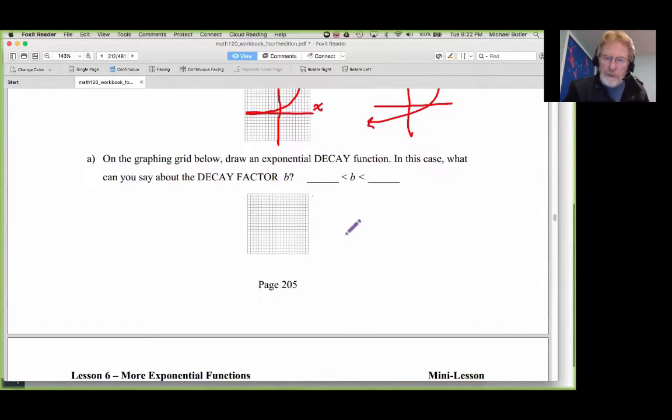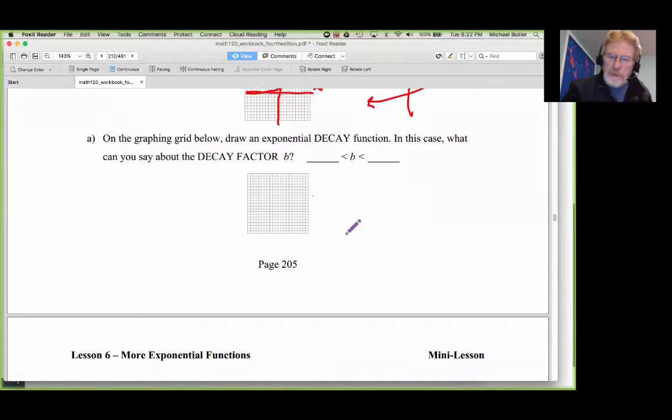Maybe that's the one. So let's go ahead and look at the decay factor. For the decay factor, we know that B has got to be between 0 and 1 now. Right. So let's go ahead again and make ourselves a sample function. Again, let A be equal to 1 and let B equal 1/2. Make it really easy.